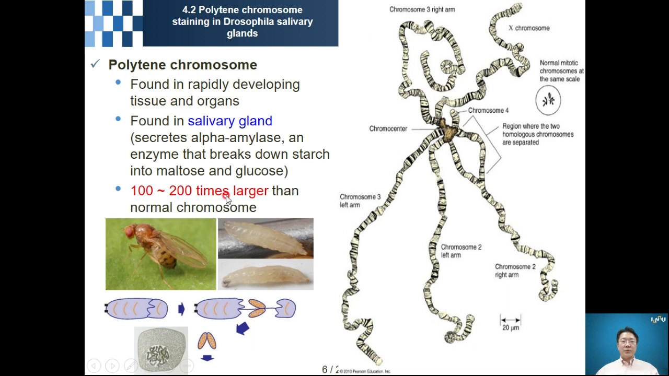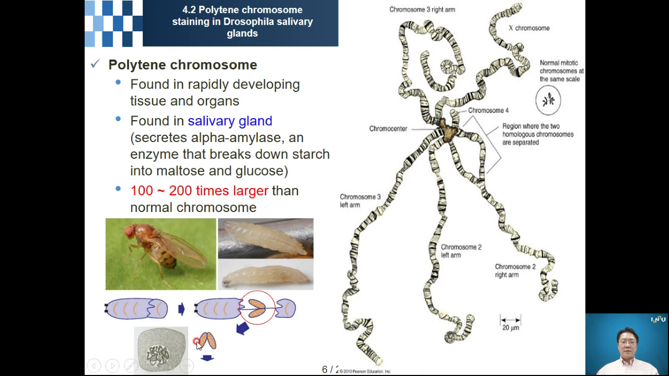Okay, so this is a fruit fly. This is a fruit fly larva. The fruit fly larva is composed of an upper region and a lower region. If we separate the upper and lower regions, you can see the salivary gland. So what's the main function of salivary glands? It secretes alpha amylase. Alpha amylase is an enzyme that breaks down starch into maltose and glucose. Okay, so this is the salivary gland.